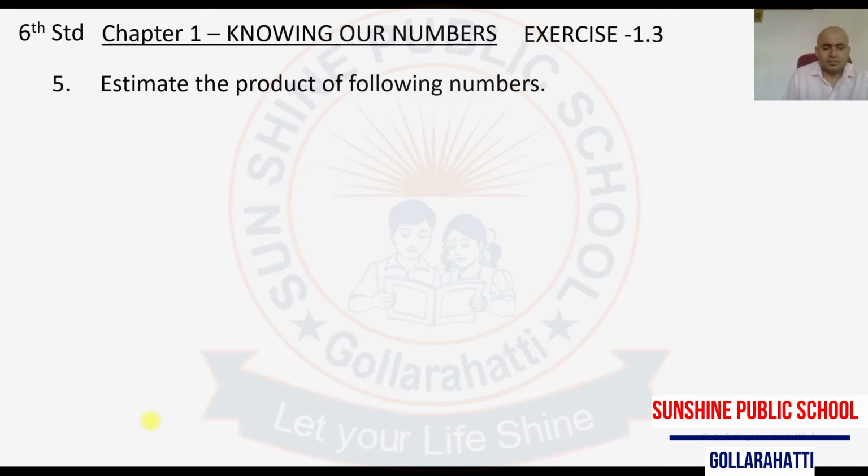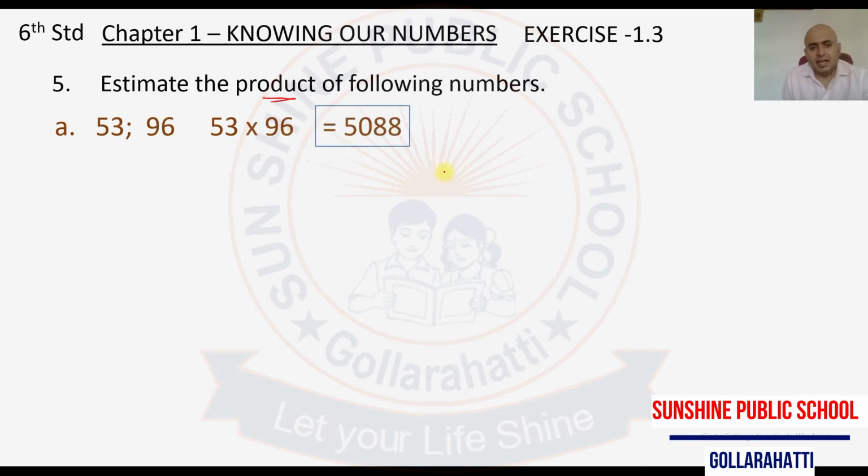Next question is, estimate the product of the following numbers. You have to estimate the product. Product means you have to multiply the numbers. That is estimation. Let us see the first question. They are given 53 and 96. You have to multiply both. When you multiply 53 and 96, the answer is 5088.